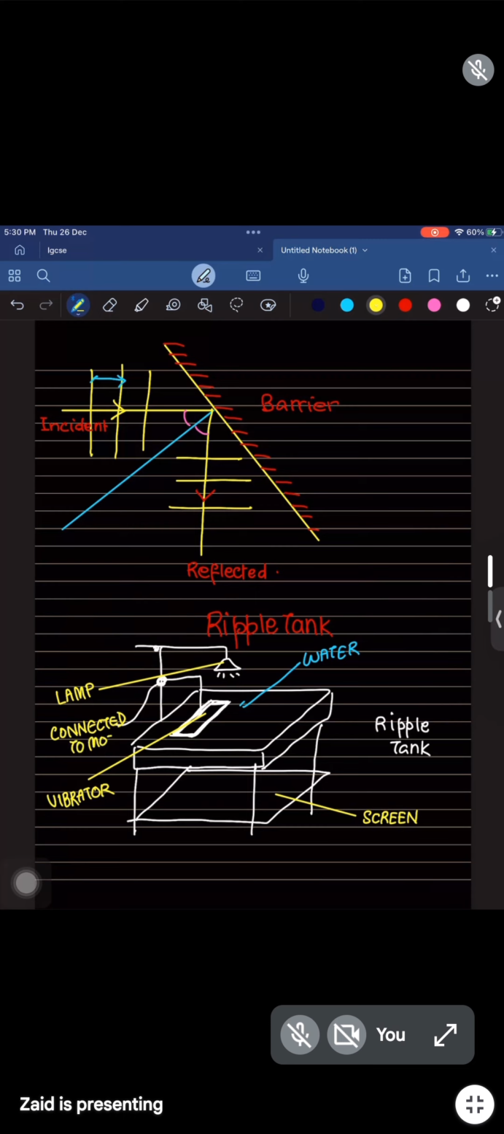I'll share some video links with you guys. You can observe how the dipper tank works, and once you see it visually, it's going to be really good for you.